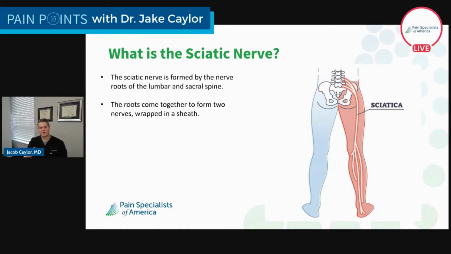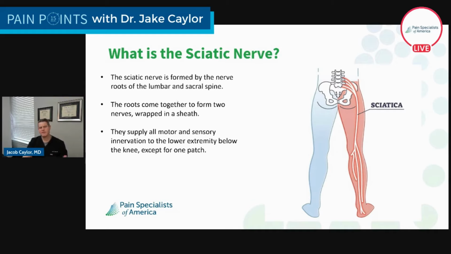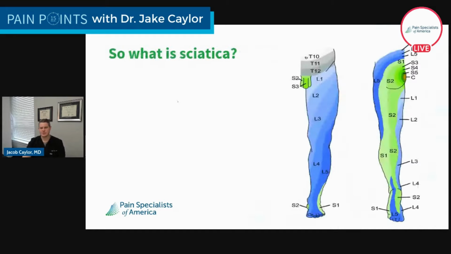Like I said before, the nerve roots come together and they form two nerves wrapped in a sheath. That's the common peroneal and the tibial. And they supply all of the motor and sensory below the level of the knee, except for one patch, and that's the saphenous, which we're not talking about today. The sciatic nerve is a peripheral nerve, and it's not a nerve root. It is a peripheral nerve, and it is the largest nerve in your body.